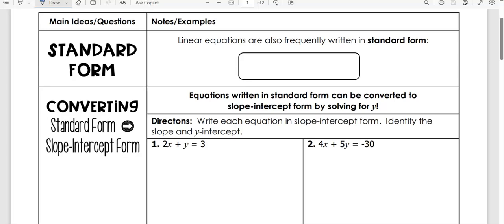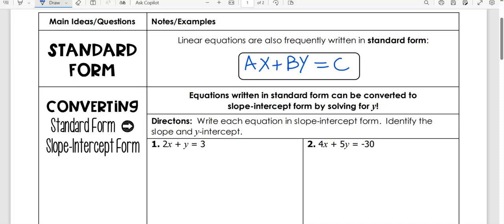All right, so ready? Standard form is ax plus by equals c. Basically, this is not y equals. It's ax plus by equals c. Okay? So this is not going to show you the slope or the y-intercept the way it is. But guess what? We still need the slope and the y-intercept.